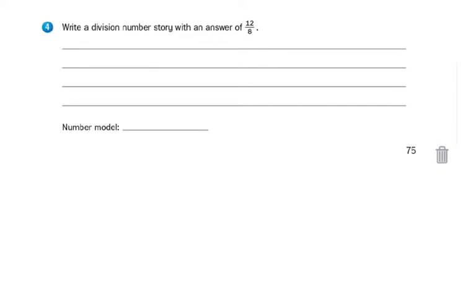Write a division number story with an answer of 12/8. So remember, our top number tells us how many things we have to share. So let's say Mrs. Hart, you can put your name there, brought, let's say 12 apples. So our numerator is how many items we're going to divide.